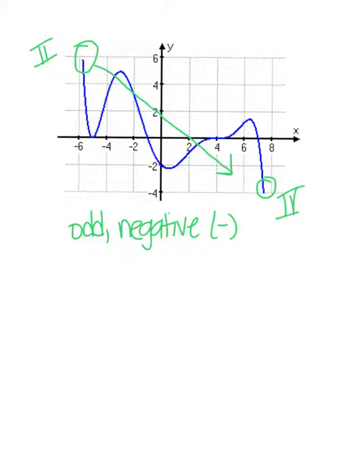Okay, so we understand the end behavior. That's what we call those two pieces of information. Now we need to talk about the root behavior. So at each x-intercept, what's happening?